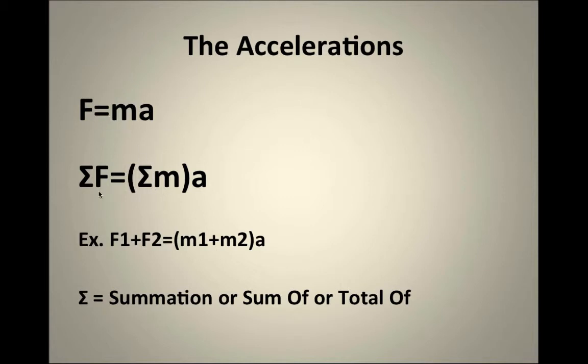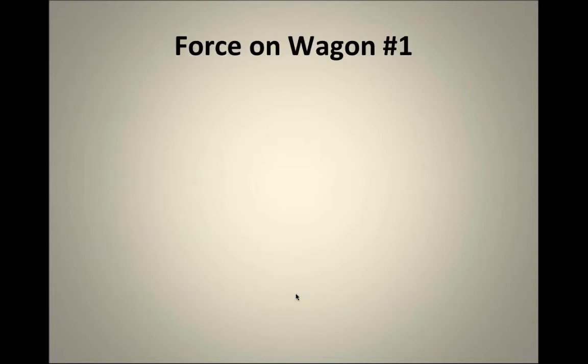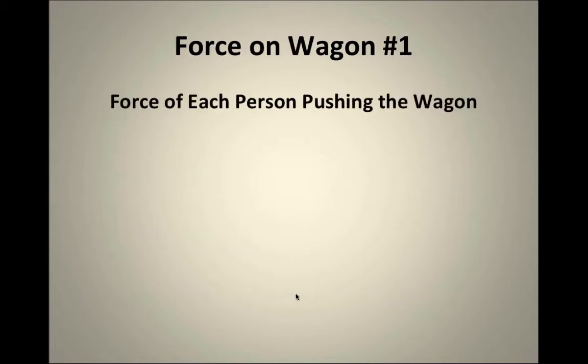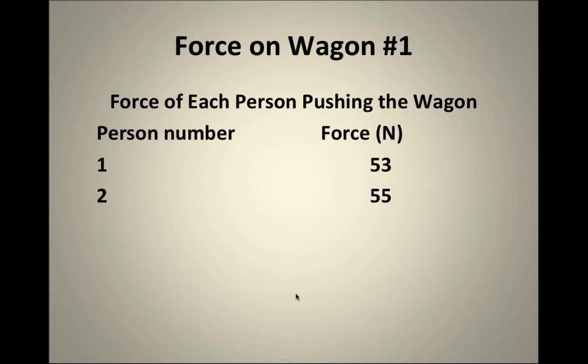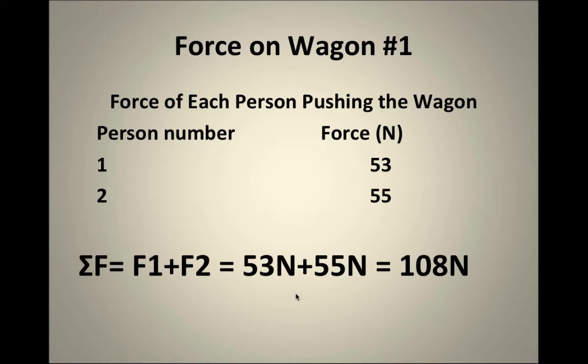Okay, so the acceleration is going to equal the force, which is all the forces added together. So if you got 2 people pushing, you need to add those together. Mass is going to equal all the masses added together. Okay, so this summation sign just means the total of you're adding them all together. So force on wagon 1, force of each person pushing the wagon. Okay, 2 people, 2 forces, the total force. Don't worry about this fancy stuff. You're just adding them together. 53 plus 55, 108.